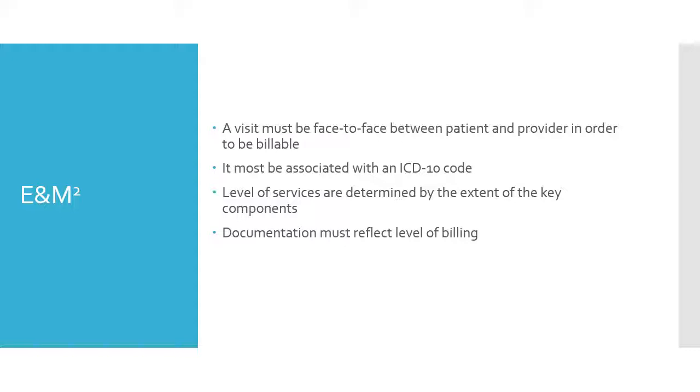In order to bill for a CPT code, the interaction must be face-to-face with the provider and patient. You have to associate each CPT code with an ICD-10 code. For example, if you would like to run a CBC, then you must have a diagnosis code with it. You could use the ICD-10 code for hypertension, which is I10, and then order a CBC, or you could attach E11.9, which is type 2 diabetes, and run an A1C.